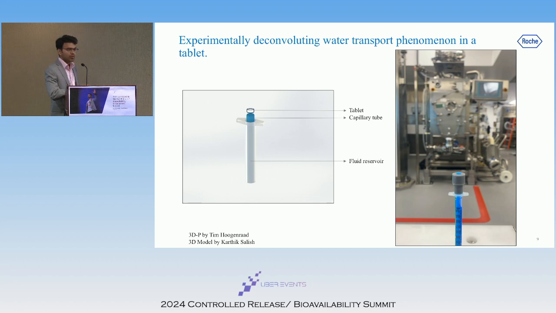In order to deconvolute the water ingress that we would typically encounter in a dissolution or disintegration bath, we wanted to understand this mechanism without damaging the tablet integrity. For that, we had to manufacture a device, and we conceptualized this very simple device at Genentech. It contains 3 simple components, as shown here in this cartoon. It contains a fluid reservoir where the fluid is housed, and that fluid reservoir also doubles up as a housing for a capillary tube.